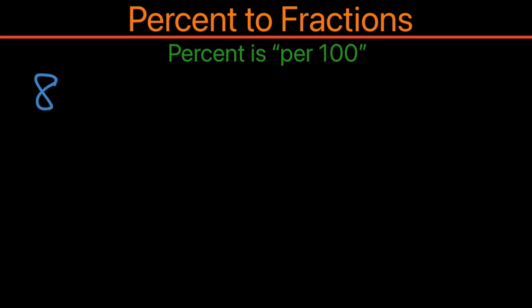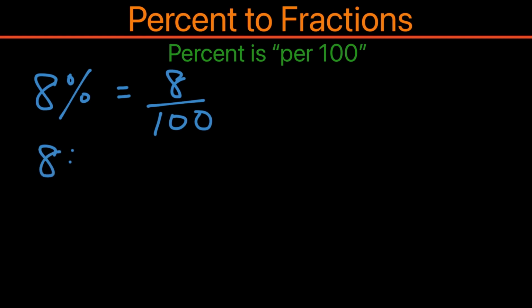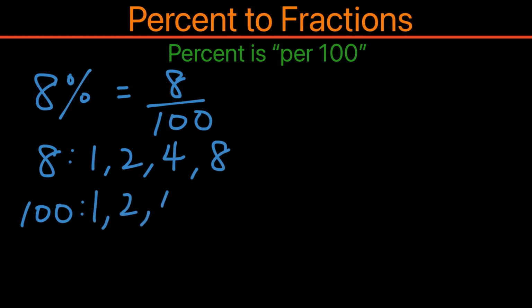Now here is another one, 8%. So 8 out of 100, and we can look at the common factors of 8 and 100. For 8, we have 1, 2, 4, and 8. For 100, we have 1, 2, 4, 5, 10, 20, and so forth. And from here, we can see the greatest common factor is 4.